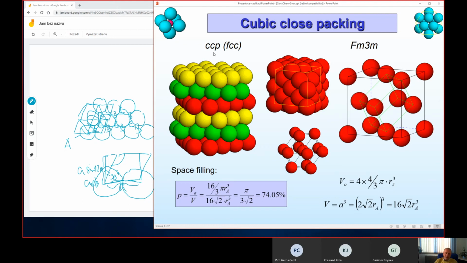This cubic close packing can be denoted by 2 symbols, either CCP, which is directly the shortcut for cubic close packing, or FCC, which reflects the symmetry of the unit cell and the corresponding translational symmetry of the unit cell, which is face-centered. That means the atoms are not only in corners, but also in the centers of all faces of the cubic unit cell. And there are 4 atoms per this unit cell.